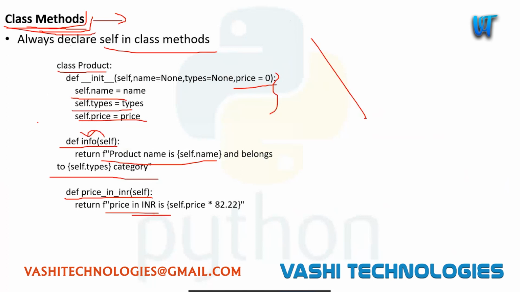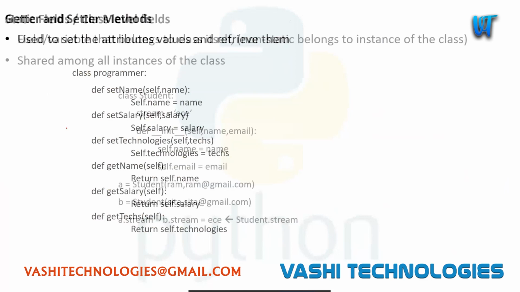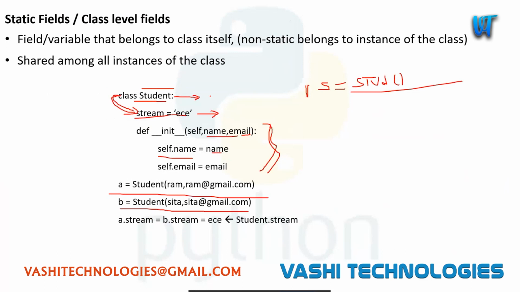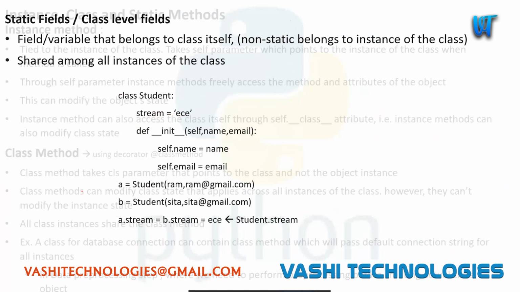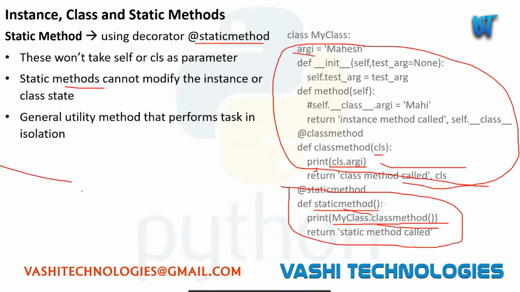And then we have getter and setter methods. Even after creating an instance, we can make changes. We can update the class state. And then we have seen static or class level fields. These are nothing but class variables as well. These are tagged to the class, not the instance, and will be available across each and every instance. And then we have covered three methods: instance, class, and static method.